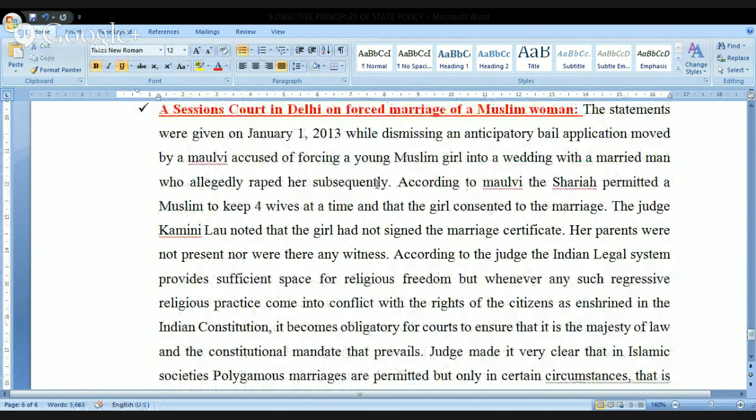The statements were given on January 1st, 2013, while dismissing an anticipatory bail application moved by Maulvi, who was accused of forcing a young woman into a wedding with a married man, who allegedly raped her subsequently. According to Maulvi, the Sharia permitted a Muslim to keep 4 wives at a time, and the girl consented to the marriage. The judge, Kamini Lau, noted that the girl had not signed the marriage certificate. Her parents were not present, nor were there any witness.